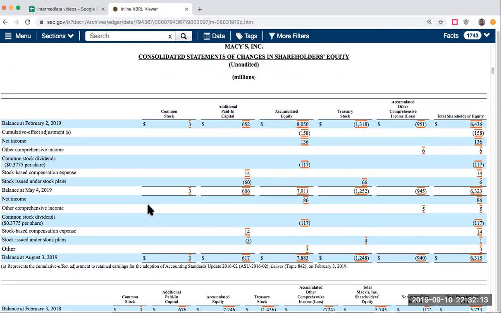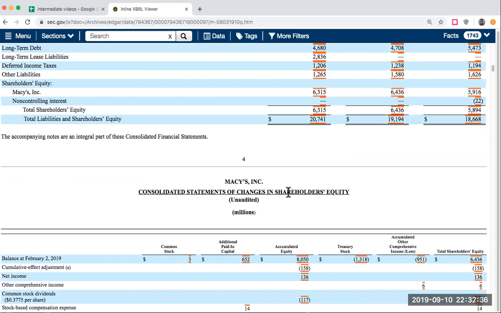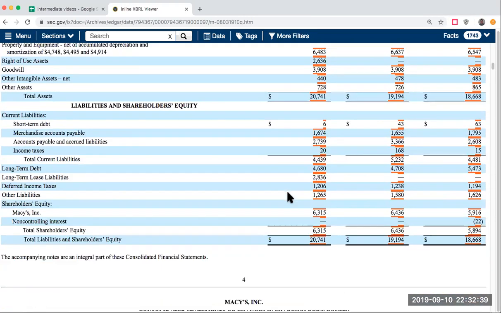If I look over here at the balances, it's showing me common stock, additional paid-in capital, accumulated equity, treasury stock, other accumulated comprehensive income or loss, giving me total shareholders' equity. Let's take a look at this: $6,315,000,000. And if I come over here to my balance sheet, $6,315,000,000, right?